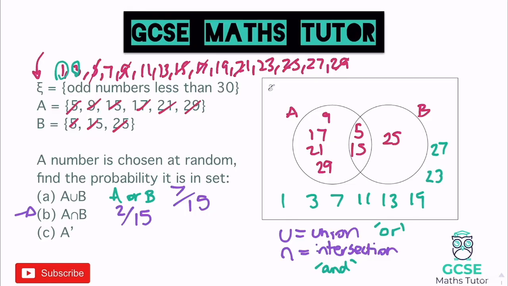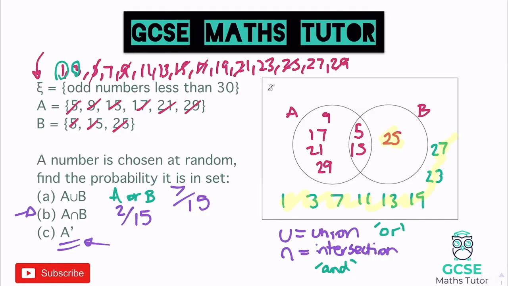I've also included this extra one here as well for C, which is A dash. Now if there's a dash with a letter, it means not in A. So all that little dash means is any of the numbers that are not in A. Now if you have a look at the numbers that are not in A, well, we've got the 25, which is in B, that's not in A. We've got all these numbers around the outside that are not in A, but none of the other numbers.